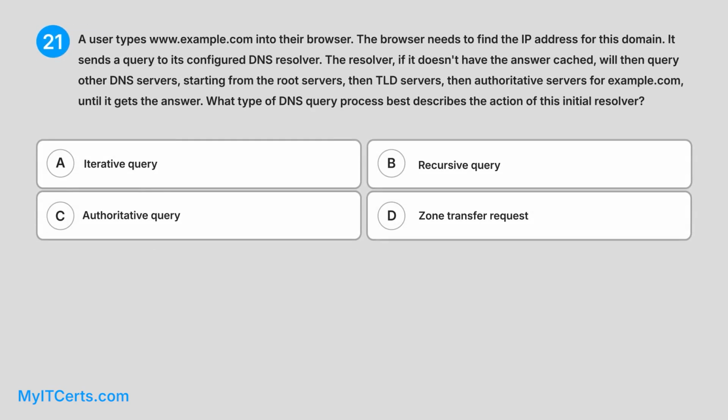21. A user types www.example.com into their browser. The browser needs to find the IP address for this domain. It sends a query to its configured DNS resolver. The resolver, if it doesn't have the answer cached, will then query other DNS servers, starting from the root servers, then TLD servers, then authoritative servers, for example .com, until it gets the answer. What type of DNS query process best describes the action of this initial resolver?